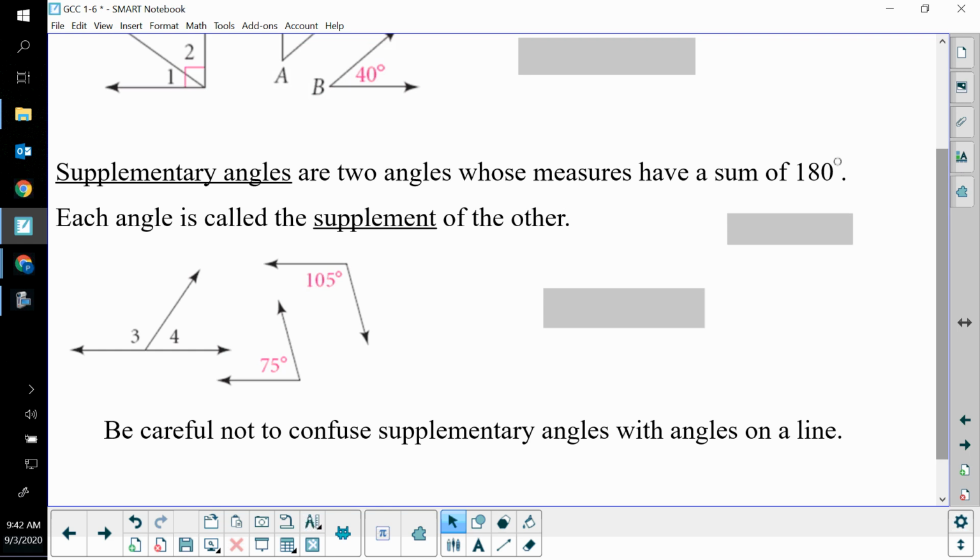So now, supplementary versus angles on a line. Supplementary angles are just any two that add to 180. It doesn't have to necessarily be adjacent. Angles on a line must be adjacent to each other, and it can be more than just two of them. So again, supplementary are just any two angles that add to 180, don't need to be adjacent to each other.